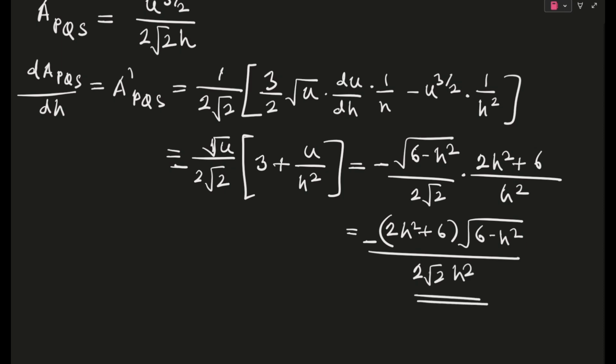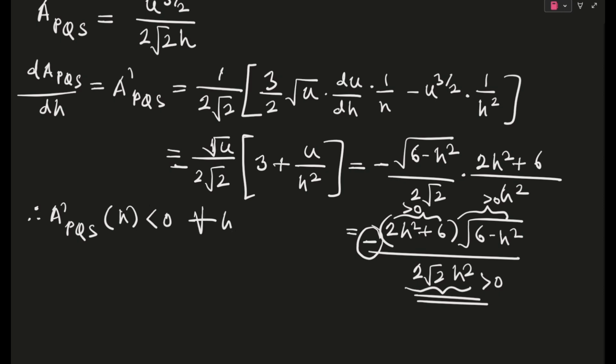Now guys, one thing, we have found out A dash PQS, right? So a little bit of analysis now. This particular part is always positive. Root, so always positive. Again a square, so always positive. But very bad thing, there is a minus before. So if there is a minus before, that means your A dash PQS, because everything else is positive, no chances of becoming negative. A dash PQS as a function of h will be less than 0 for h belonging to closed 1 to 2.